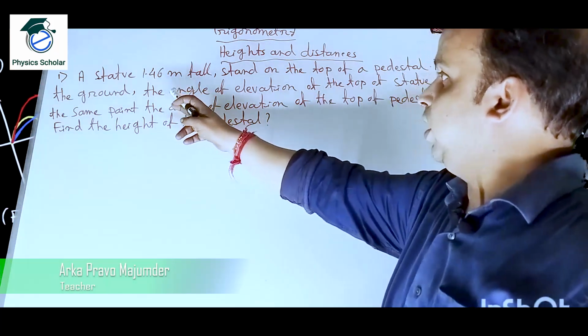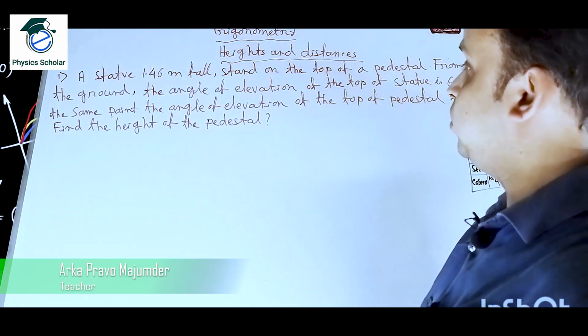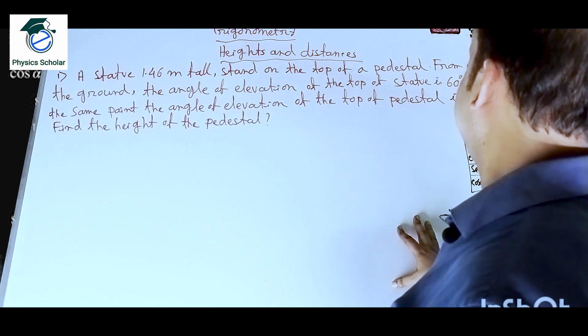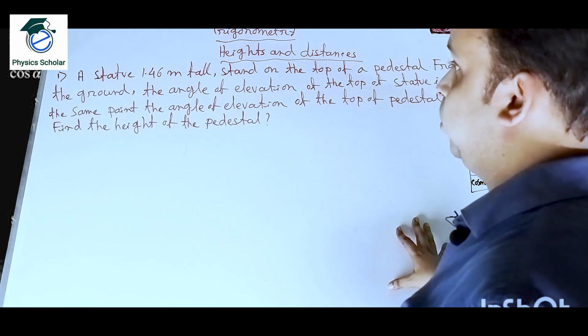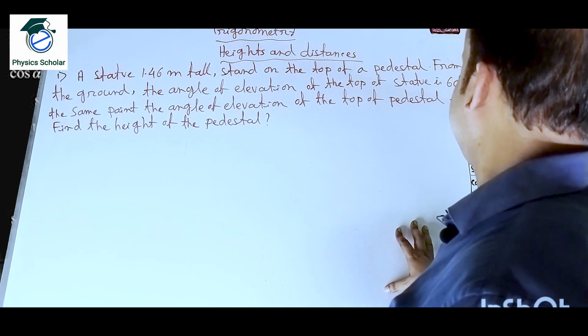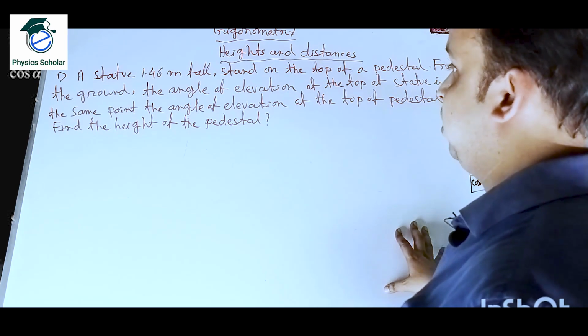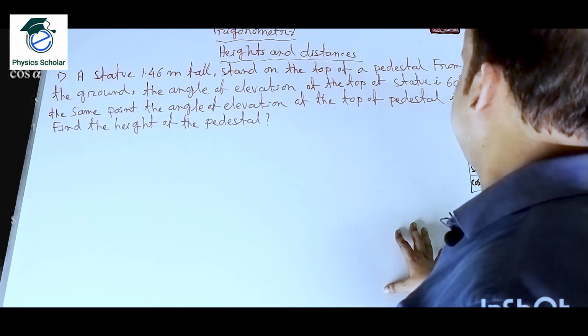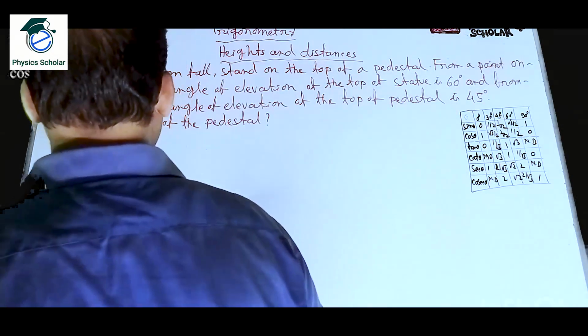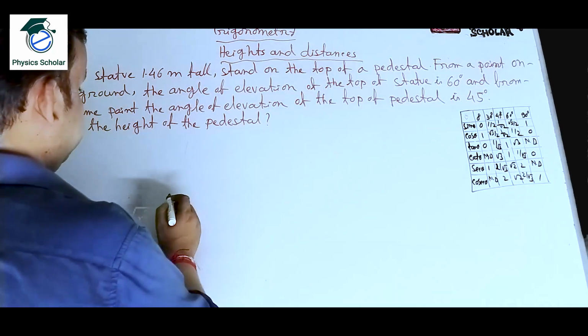A statue 1.46 meter tall stands on the top of a pedestal. From a point on the ground, the angle of elevation of the top of the statue is 60 degrees, and from the same point the angle of elevation of the top of the pedestal is 45 degrees. Find the height of the pedestal. Pedestal means the base on which the statue is placed.